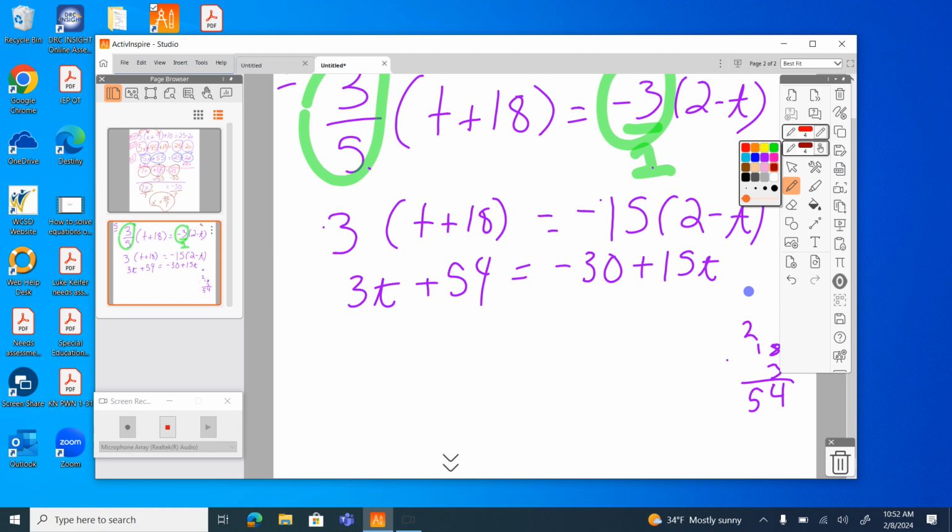Okay. Now, though, we're back to variables on both sides of the equation. So my variables are 3t and 15t. Which one do you want to subtract? I would subtract the 3t.